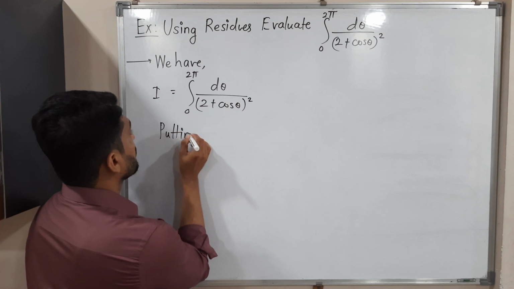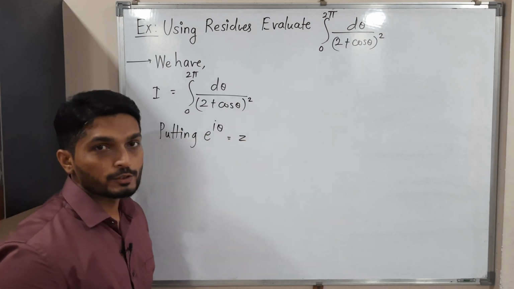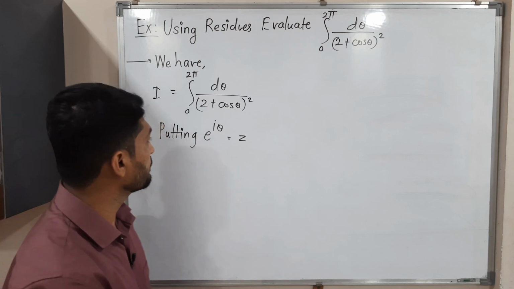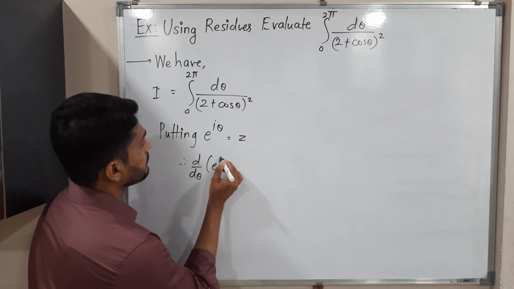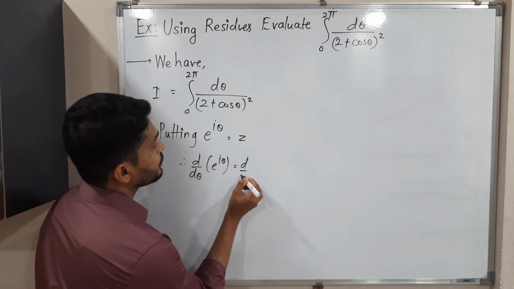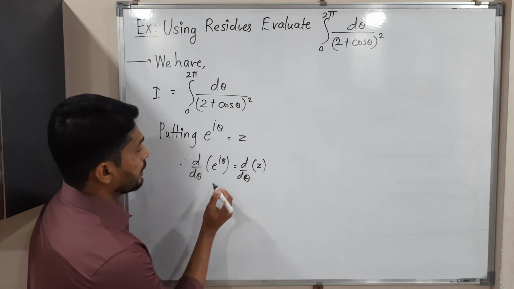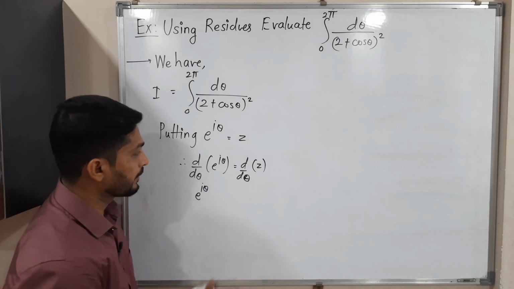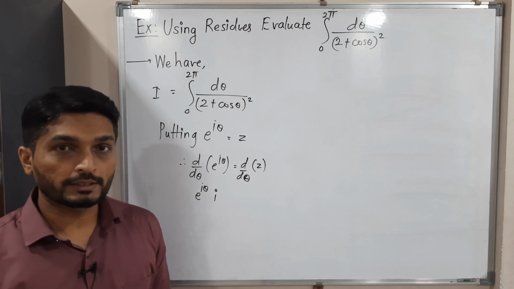Putting e raised to i theta is equal to z. So when you put anything, we are supposed to take its derivative. So let us take the derivative with respect to theta of both sides. Okay, with respect to theta. So the derivative of the exponential function is the same, e raised to i theta. Again the derivative of i theta, which is i. We call it the chain rule.